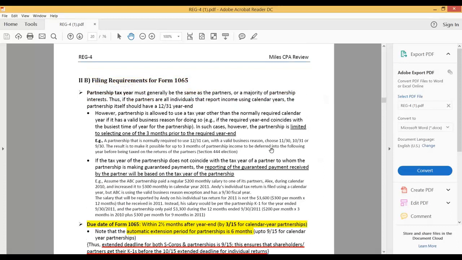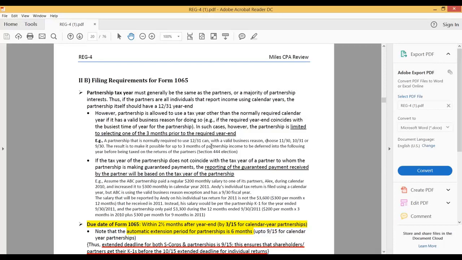Okay, so here, look at this example on page number 20, I believe. It says a partnership that is normally required to use a 12/31 calendar year can, with a valid business reason, choose 11/30, 10/31, or 9/30. The result is to make it possible for up to 3 months of partnership income to be deferred into the following year before being taxed on the return of the partners, which is basically a Section 444 election.